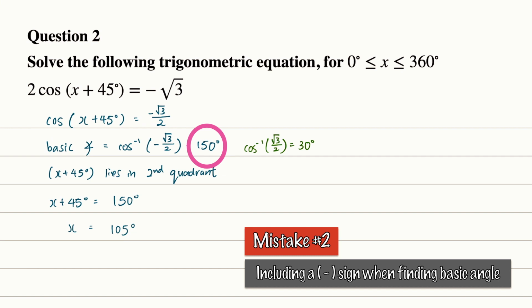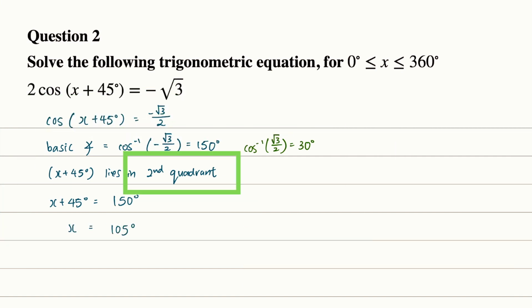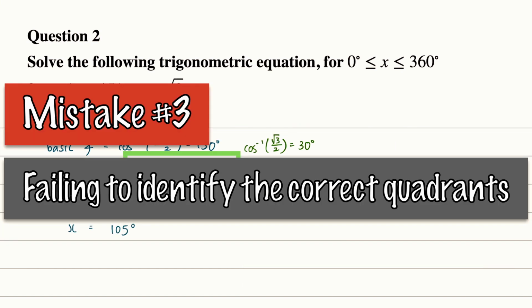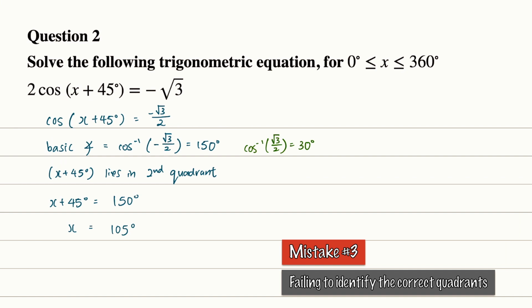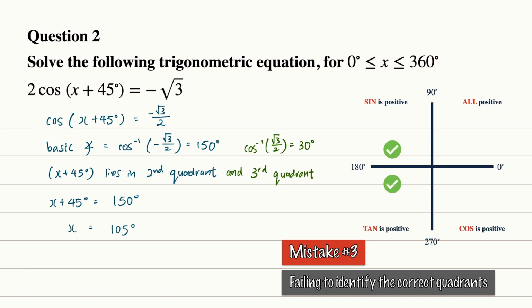And oh wait, there's another error over here, which brings us to mistake number 3, identifying incorrect quadrants or failing to identify the right ones. Now observe that this cosine ratio is negative because of the negative square root 3 over 2. Thus, x plus 45 degrees should also lie in the third quadrant. So by including this quadrant, we will then have one more answer.